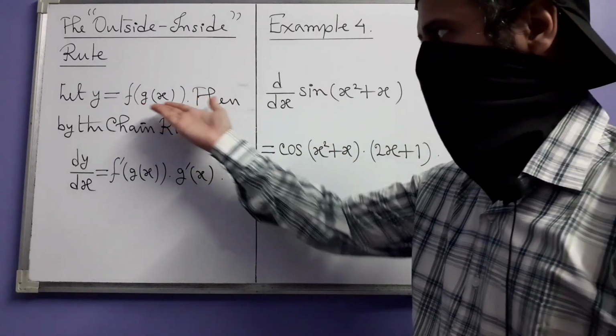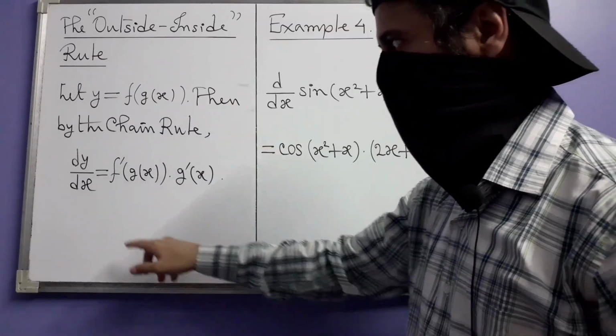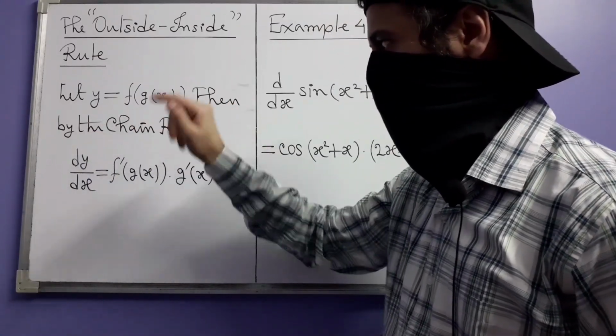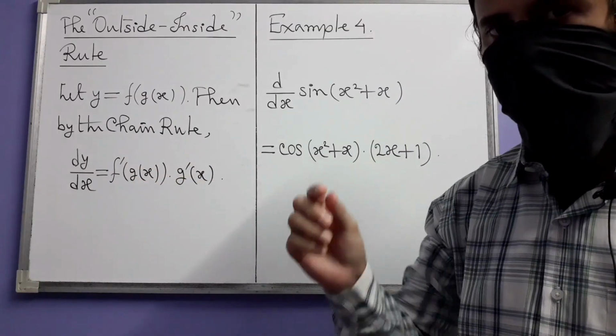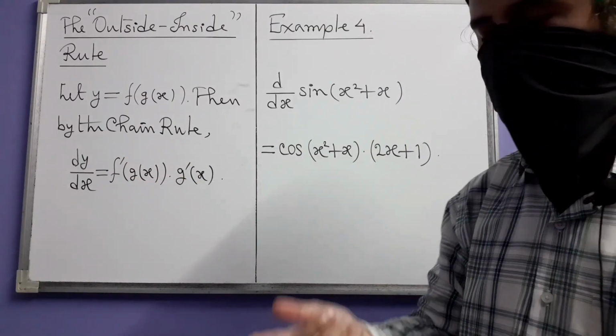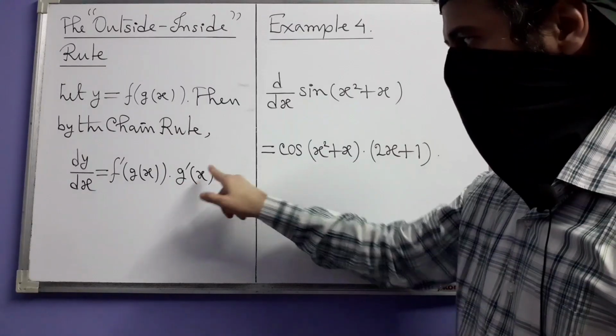So then if the function is differentiable, then by the chain rule, the derivative of y with respect to x is f prime of g of x, the derivative of f at g of x, times the derivative of g at x.